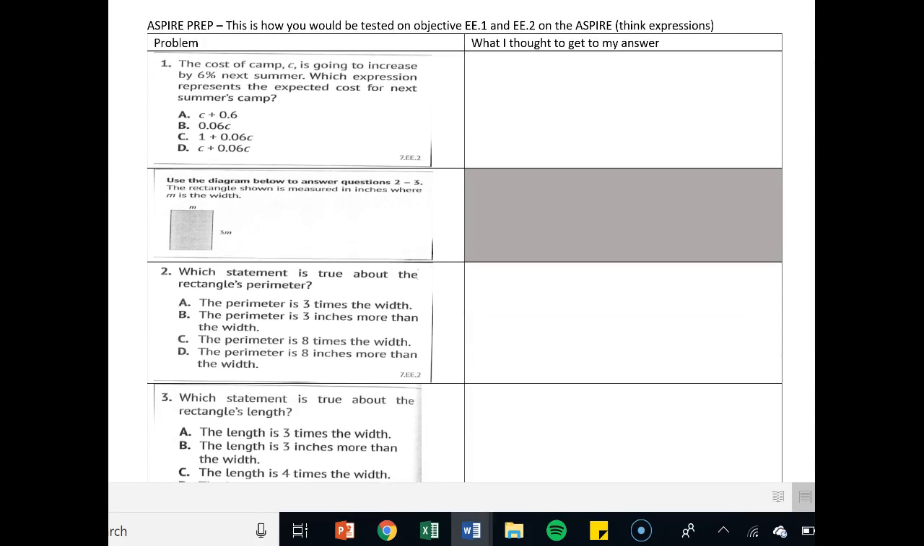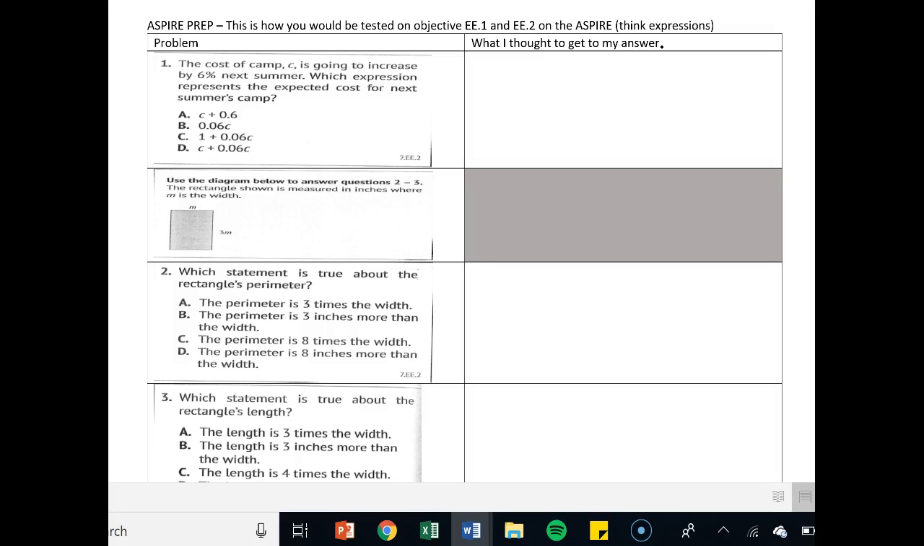So these back problems, this is new, right? So these are Aspire questions. If they wanted to test you on an objective with equations or expressions, this is mainly going to be expressions. These are what Aspire problems might look like. So notice not a lot of space to show work, but I put you a box over here to show what you're thinking. So I'll do a couple with you just to show you kind of how to do them.